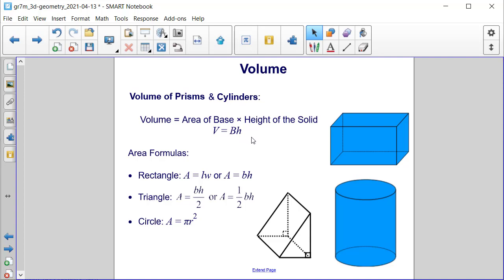which is 1/2 base times height, and then you would multiply the area of this base times the height of the solid. And then for a circle, or if you have a cylinder, you have pi times the radius squared is the area of the circular base. So really for a cylinder, you could simplify that volume equation to be pi r squared times the height of the cylinder, because they will always be the same. So this is r and this is h.